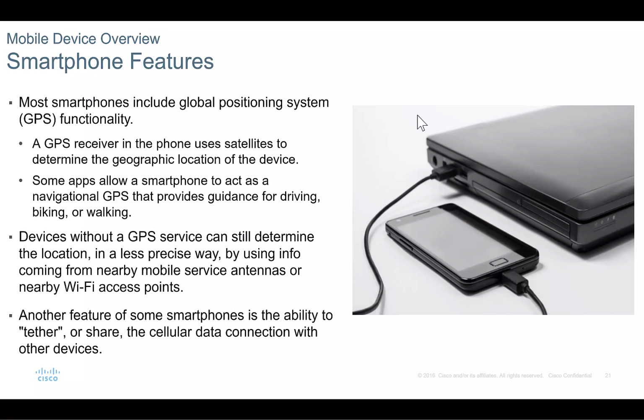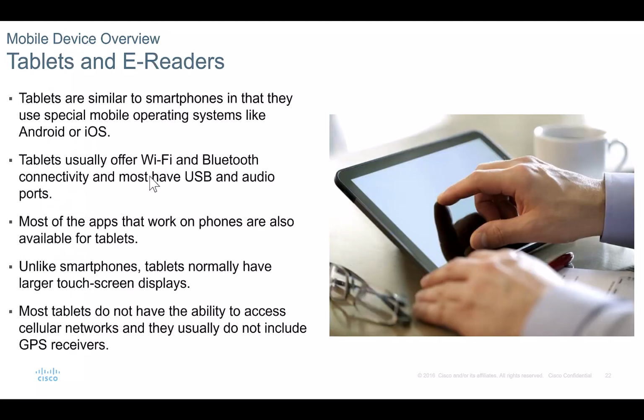What else? Tethering. Do you guys know what tethering is? Those of you that are still awake. Yeah, so your mobile hotspot, right? So it allows you to connect your larger mobile devices to like laptops and stuff like that through your phone to get access to that cellular network. Tablets and e-readers. Tablets are like your iPhone or your iPads, your Android tablets, and then e-readers.